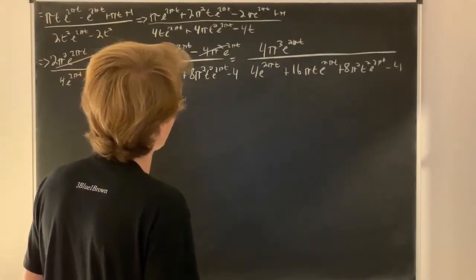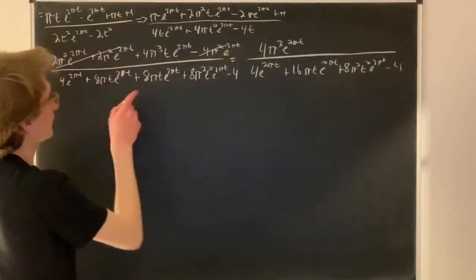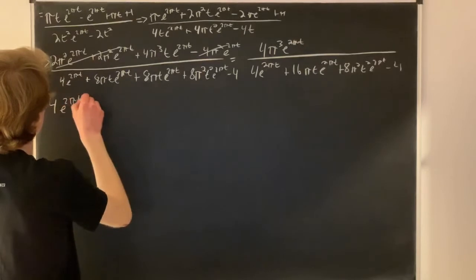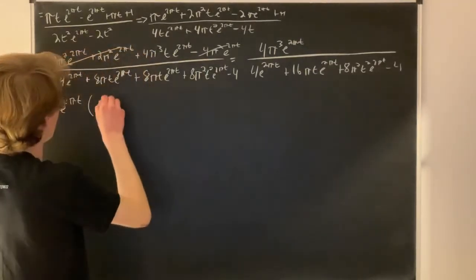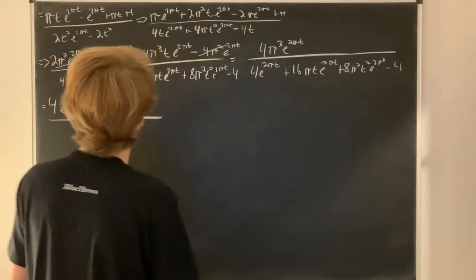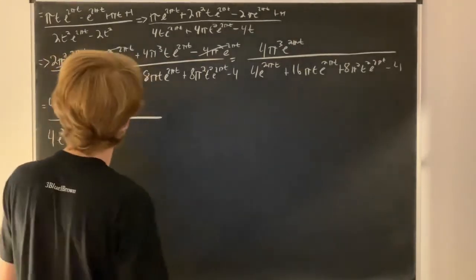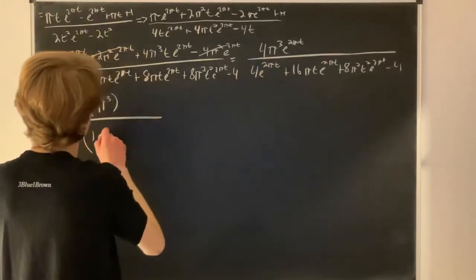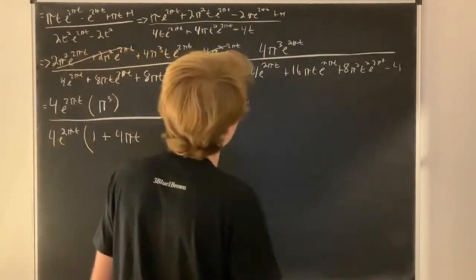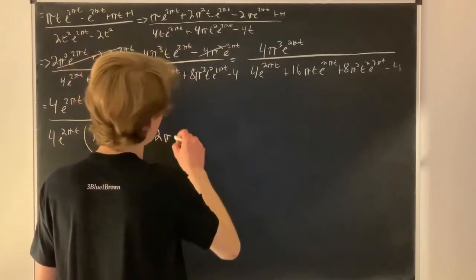So we can factor some things out, which is going to be important. If we factor out a 4 e to the 2 pi t from the numerator, that's going to leave us with simply our pi cubed. If we factor out again a 4 times e to the 2 pi t on the denominator, what's that going to leave us? Well, this becomes 1. This becomes 4 pi t. And this becomes 2 pi squared t squared.